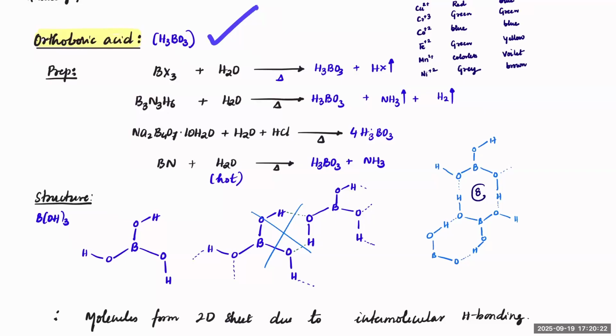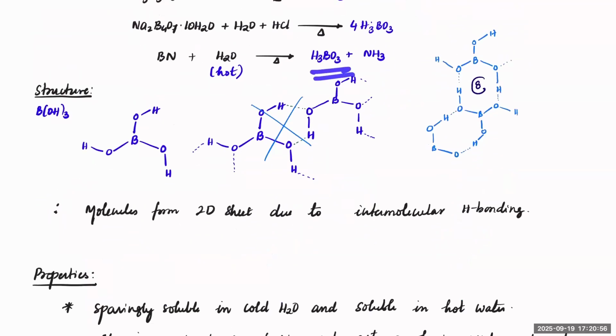Next, one more important compound of boron is orthoboric acid. BX3, when you react with water, converts into boric acid and HX. B3N3H6, that is inorganic benzene, when you react with water, also becomes boric acid, ammonia, and H2. Borax, as we just learned, when you react with H2O and HCl, will convert into 4 moles of boric acid. Boron nitride, when you react with steam, will also convert into boric acid.